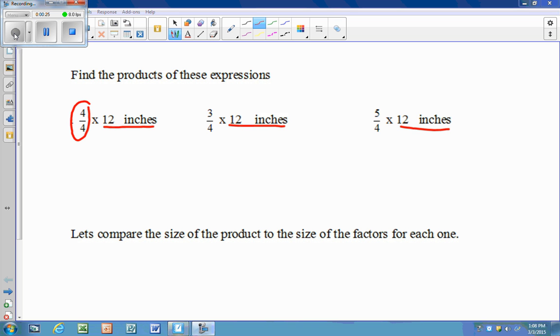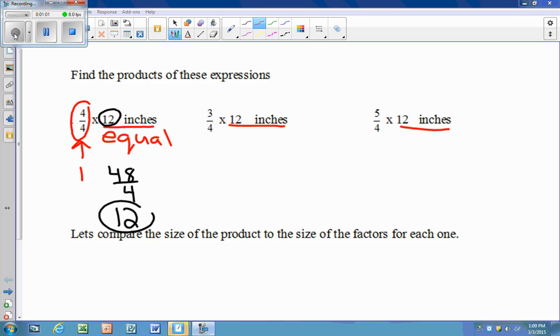And I want to know if my answer is going to be equal to 12 inches, less than 12 inches, or greater. When I look at this, 4/4 is equal to 1. So it's just like saying 1 times 12 inches. So I know that it's going to be equal because the fraction that I'm using is equal to 1. The fraction I'm using is equal to 1 because it's the same number in the numerator and the denominator. So in this case, if I actually simplified it out, I would end up with 48/4, which is the same thing as 12. And I see that the 12 matches 12.